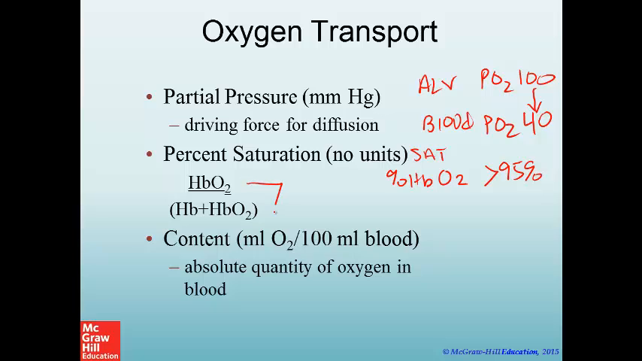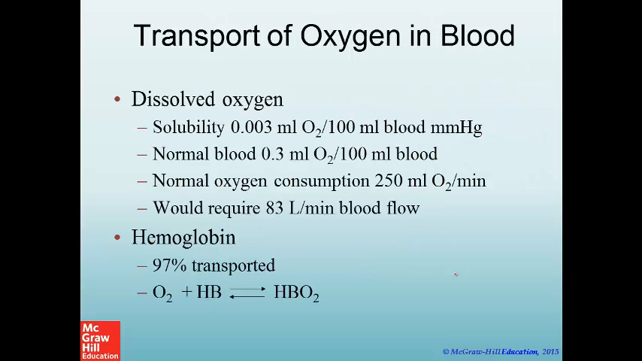It's easy to measure, but it's also easy to calculate by taking how much there is bound to O2 over the total hemoglobin concentration. Now we can also look at the content as how many milliliters of oxygen are there per deciliter of blood. And that'll give you a more accurate and absolute quantity.